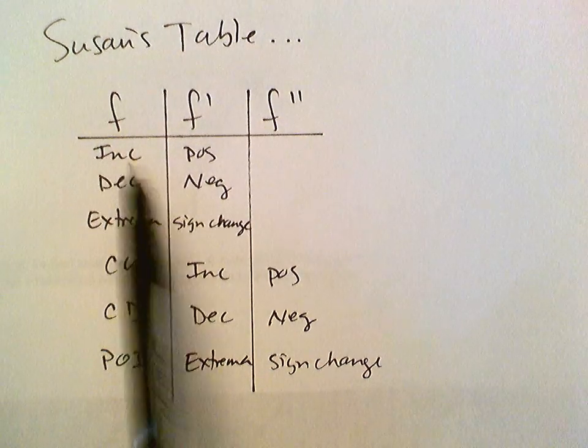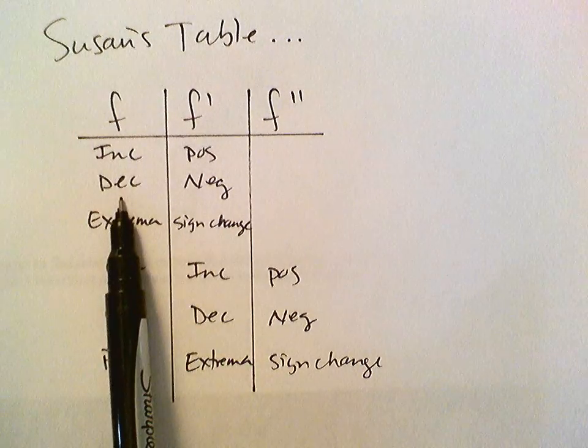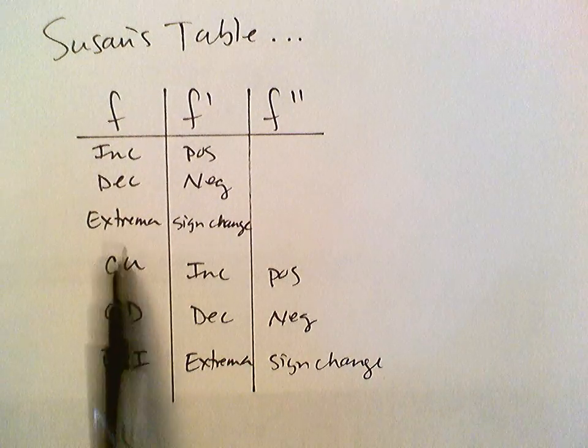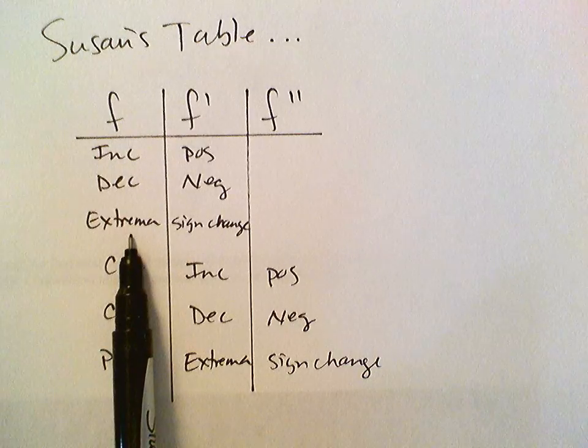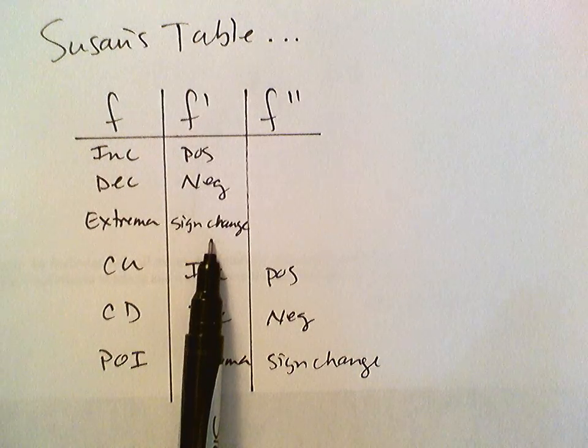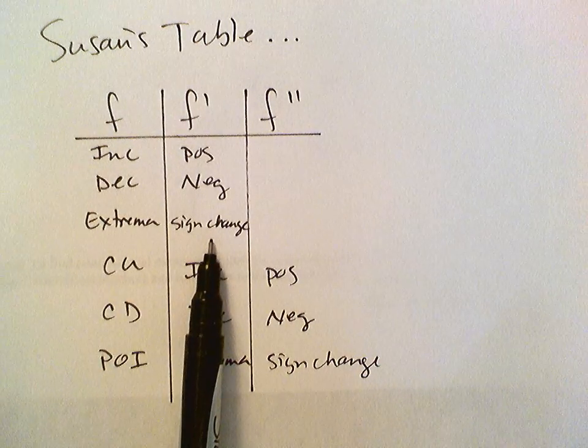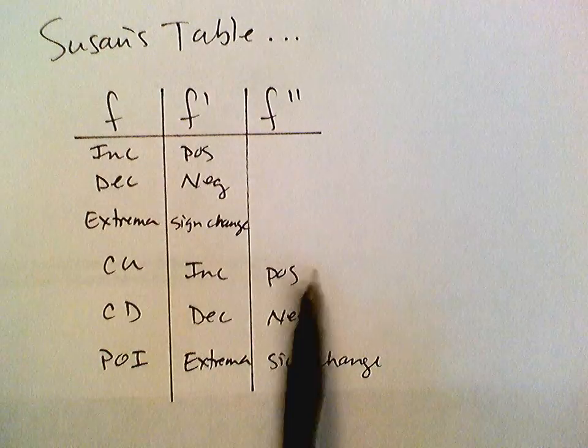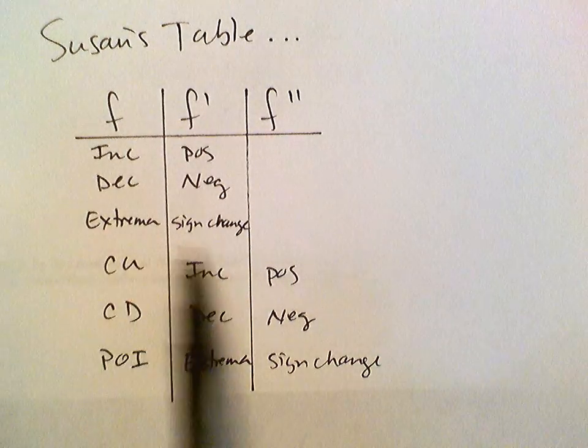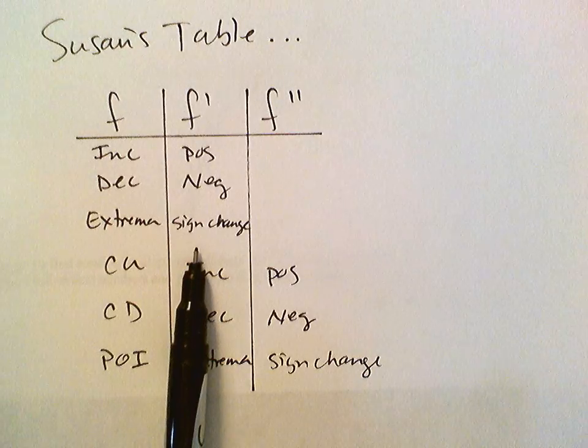So f is increasing when f prime is positive. F is decreasing when f prime is negative. So you know that you have an extrema of f if f prime changes sign at a critical value. So this part here, we'll talk about the rest of the chart later, but this is what we're going to be using in just a moment.